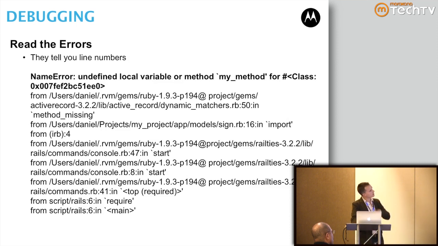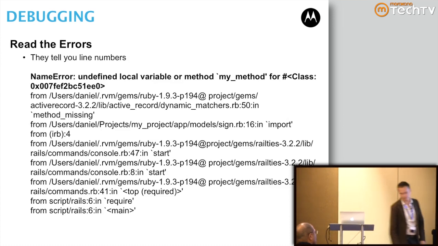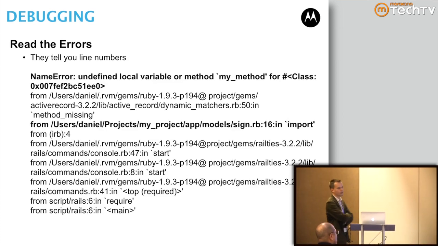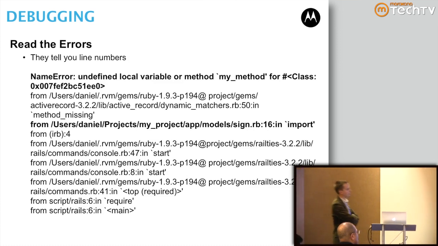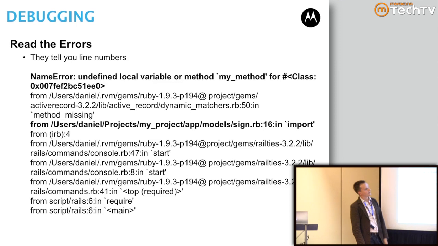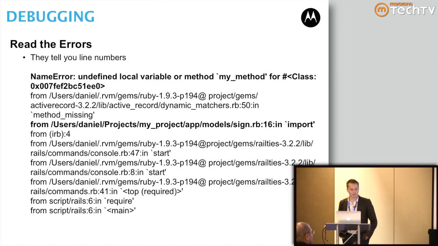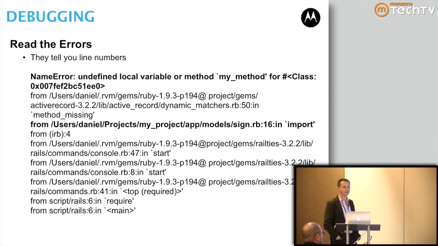And if not, you can start to look down here and see, okay, this is from some kind of framework, but down in here there is one line of code that I wrote, because I see that it's in my projects directory, wherever I store code, and it's looking at sign.rb:16. So that's actually telling me what file and what line and in what method, in the import method, that there's some method I'm calling that doesn't exist.